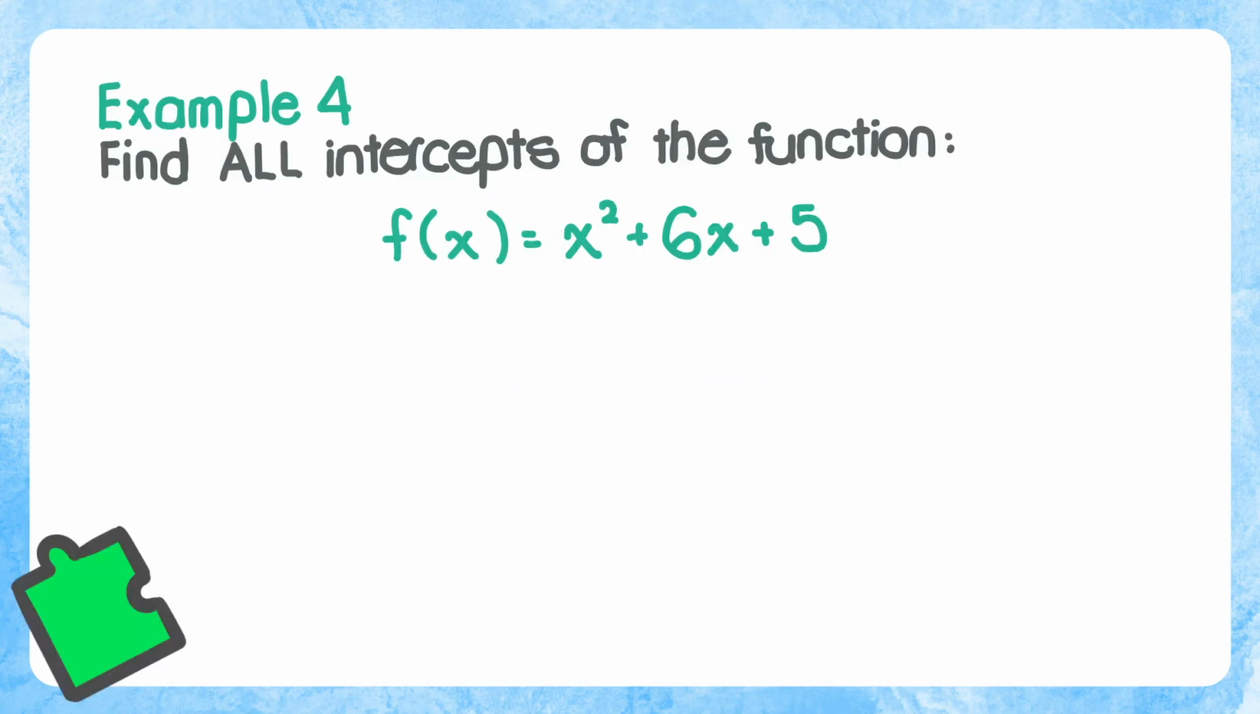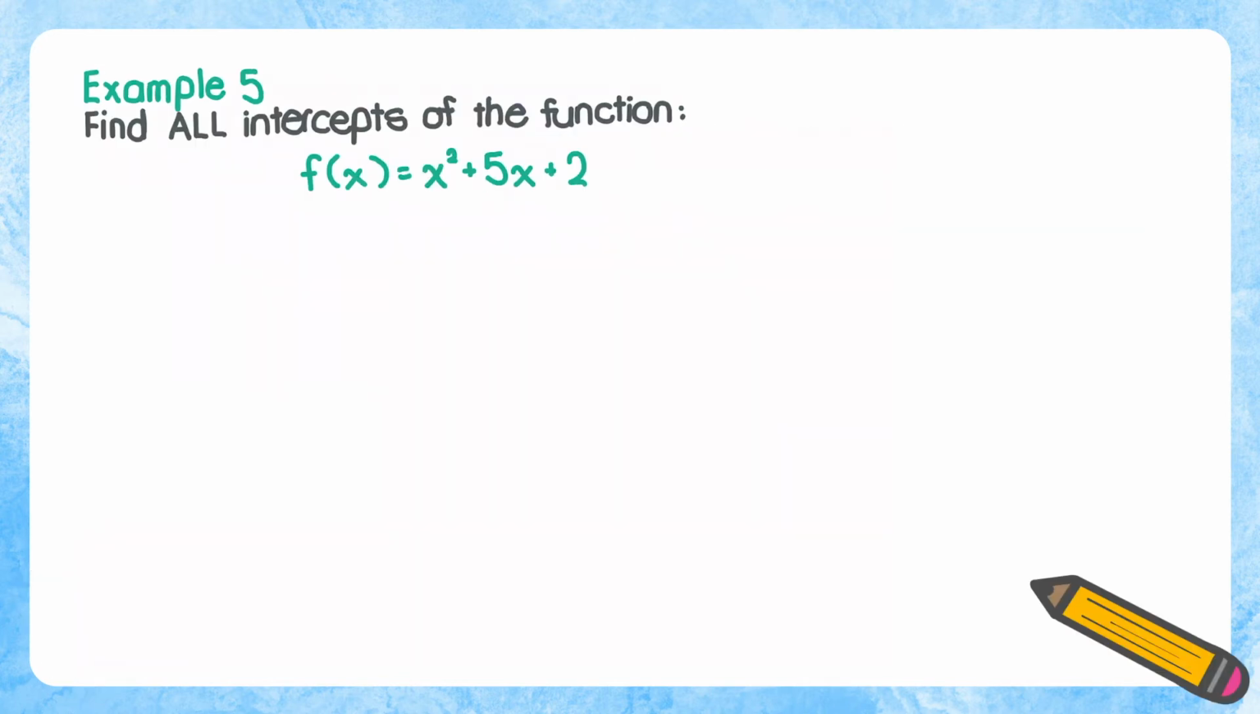So for this next example, please try it on Edpuzzle. Find all intercepts of the function f of x equals x squared plus 6x plus 5. To find the y-intercept, set x equal to 0. And to find the x-intercepts, set y equal to 0. All right, let's look at example 5. Find all intercepts of the function f of x equals x squared plus 5x plus 2.